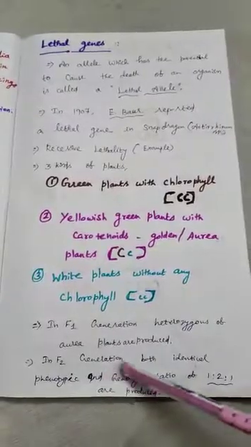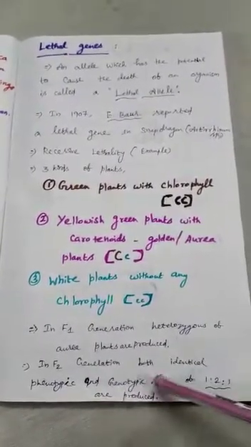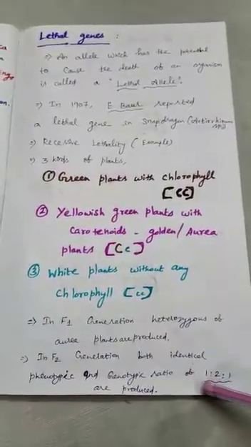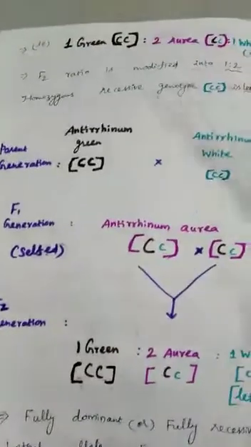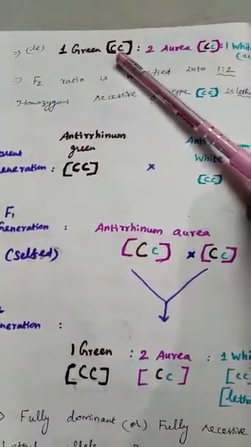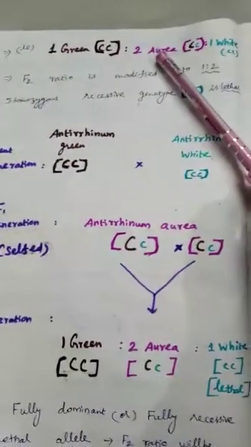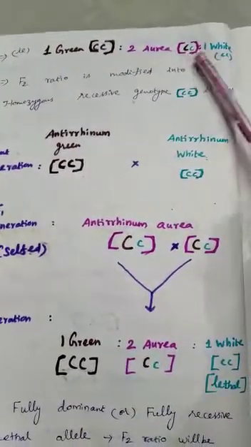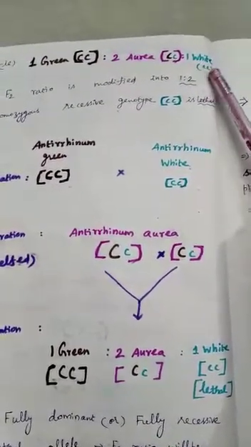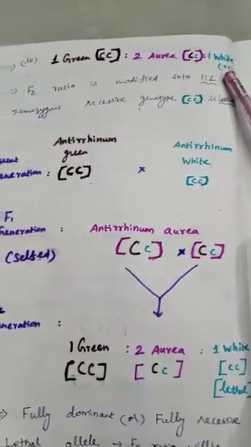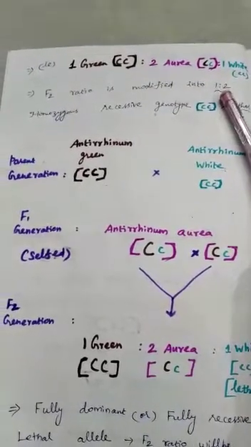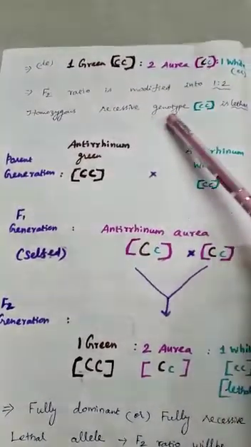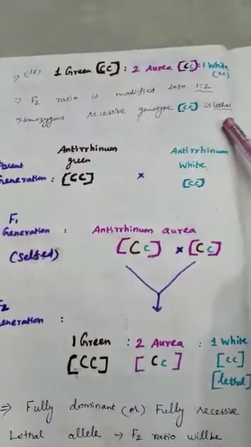In the F2 generation, both the phenotypic and genotypic ratios are identical, like codominance and incomplete dominance. A 1:2:1 ratio is produced: 1 green, capital CC, 2 aurea plants, capital C, small c, and 1 white, the recessive character, small c, small c. The F2 ratio is modified into 1:2, because the homozygous recessive genotype, small cc, is lethal.